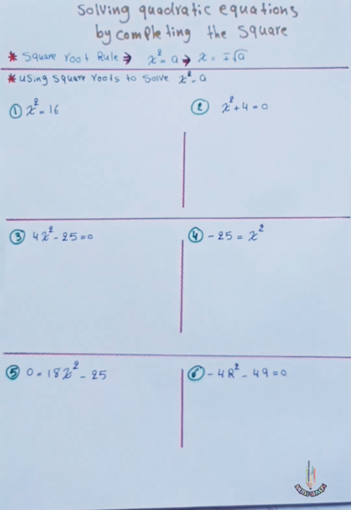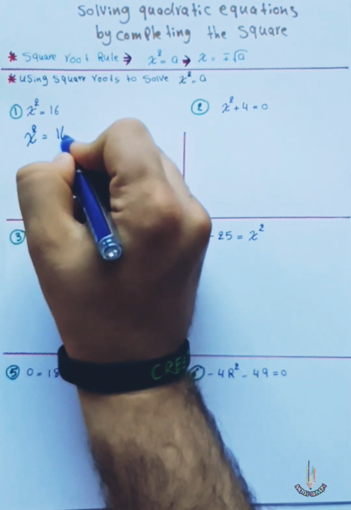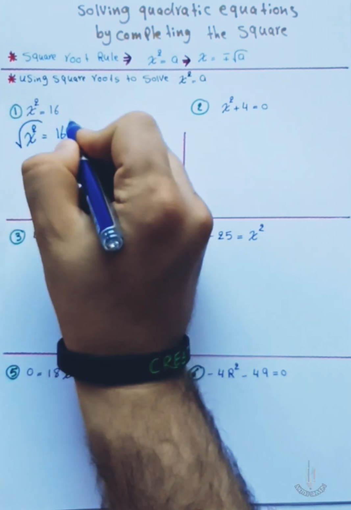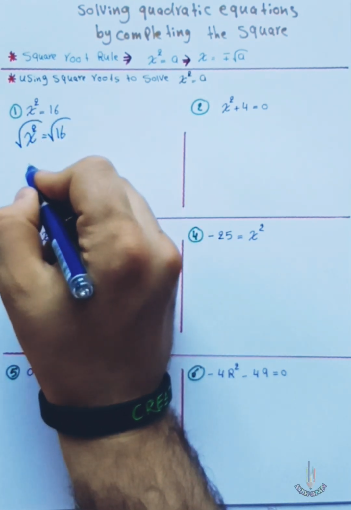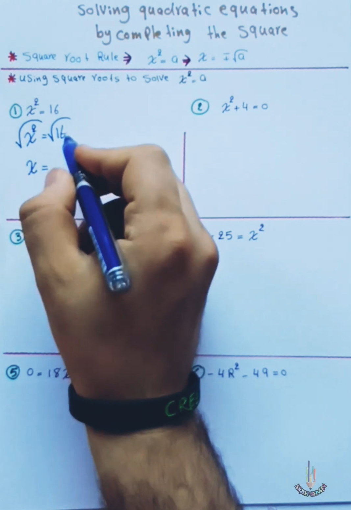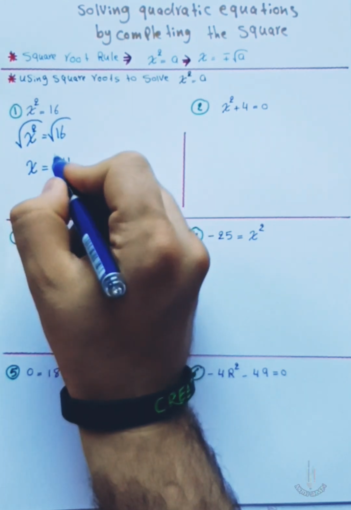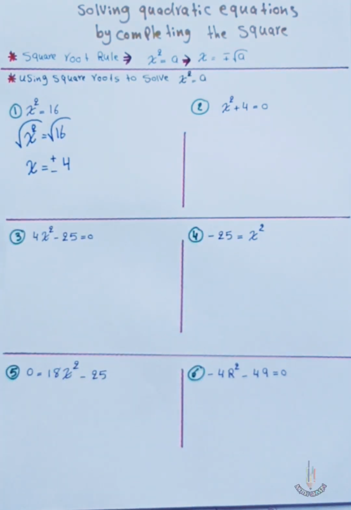So in the first example, we have x squared equal to 16. For finding the value of x, we have to take the square root of both sides. So x equals the square root of 16, which is a perfect square, from 4 times 4, so equal to 4, and then we have positive or negative. So the solutions for this equation are 4 and negative 4.